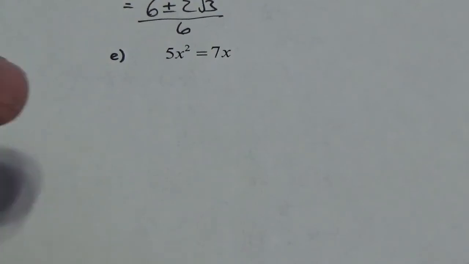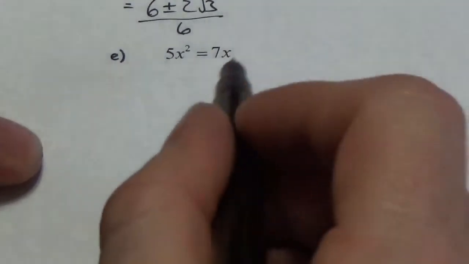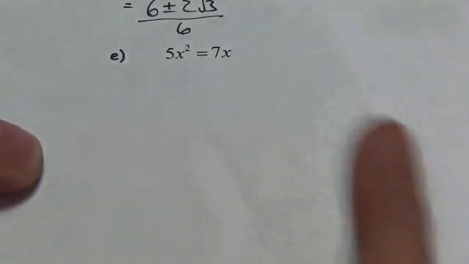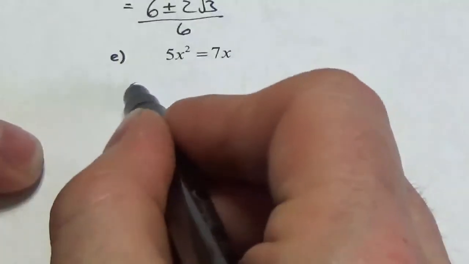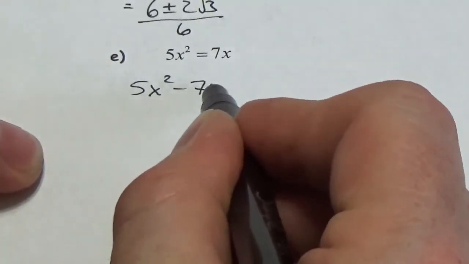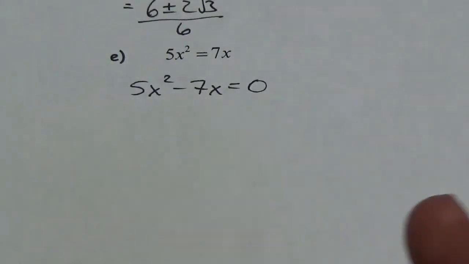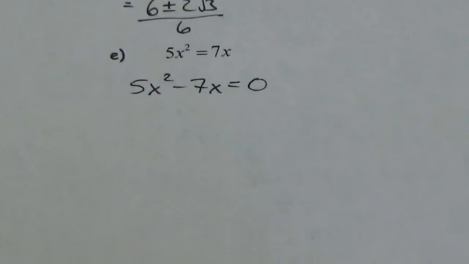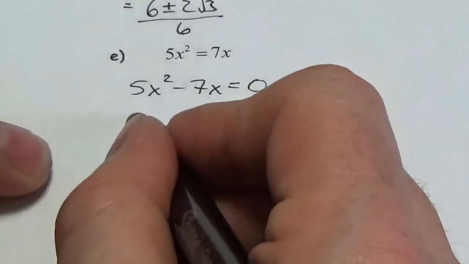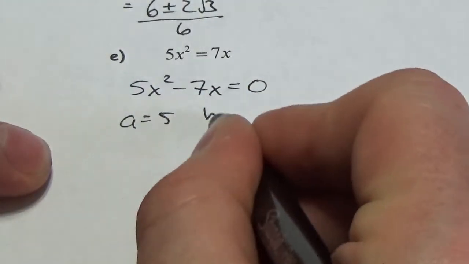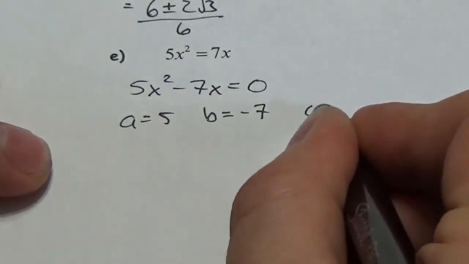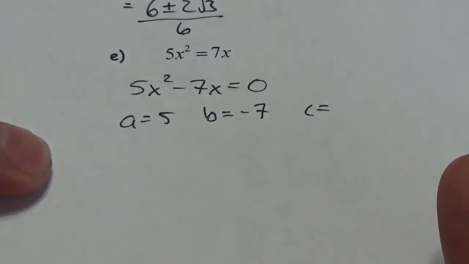Okay, and one last problem here. 5x squared equals 7x. Now again, this is a quadratic not equal to 0. So what I've got to do first of all is move the appropriate term over. In this particular case, notice that I'm missing the constant term. So when I assign values, a is equal to 5, b is equal to negative 7, and if the specific term that I'm looking for doesn't show up, that's because it's 0.